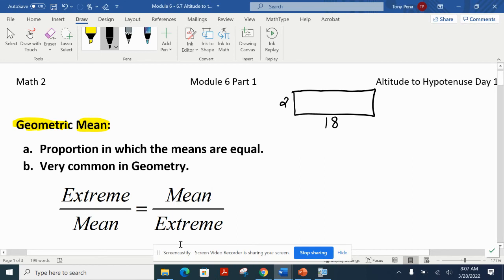The area of that rectangle. We all know the area of this rectangle is base times height, so 2 times 18, so that would be 36. And if it was inches, it'd be inches squared, feet squared, whatever.